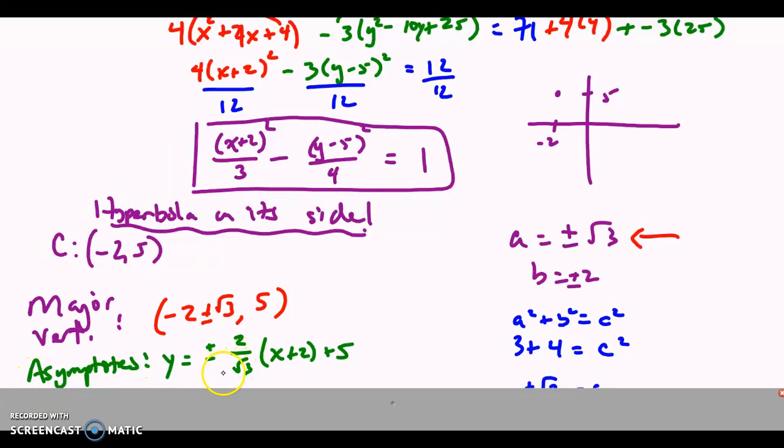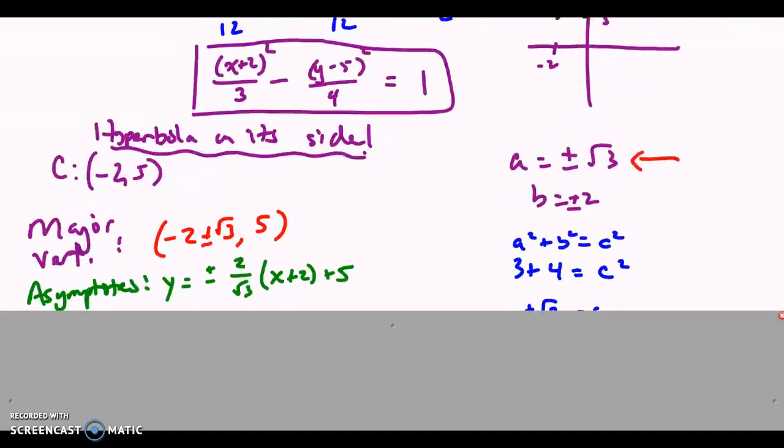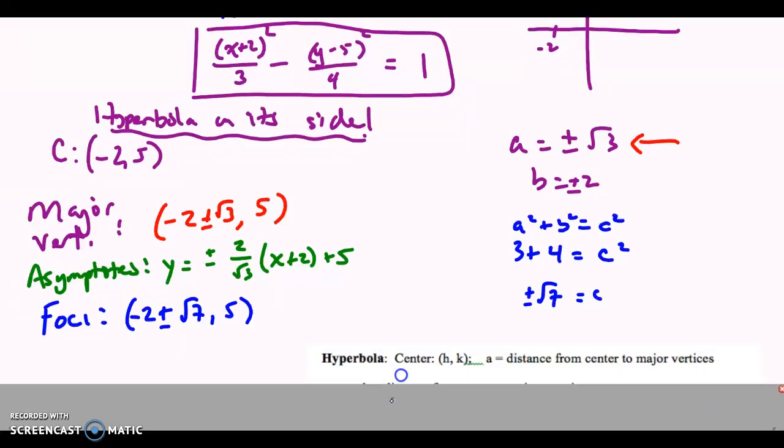Our asymptotes, it looks like I went up 2, because that's what my y value is saying. I went up 2 and over root 3, so that's why I got 2 over root 3. And the plus 2 and the plus 5 are just the coordinates for the center. And then finally, for the foci, I did a squared plus b squared, which really got me c is equal to plus and minus the square root of 7. And again, since I am looking at just the x values because the hyperbola is on its side, I'm going to manipulate just the x value. So I'll take negative 2, the x-coordinate of the center, and add and subtract root 7 from it. The y value for the center stays the same at 5.